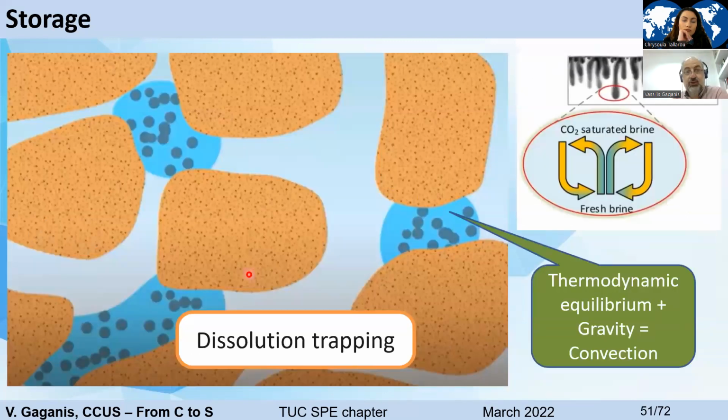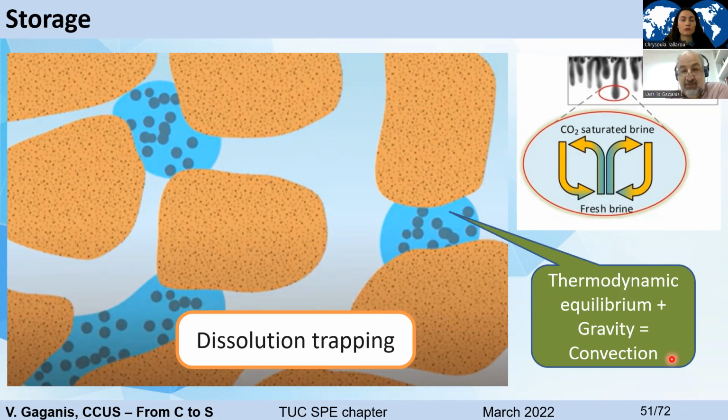Let me get back now to the dissolution trapping. CO2 is dissolved into water. And as I said before, the brine that is saturated with CO2 is heavier, goes down, and fresh brine will go up. So we are going to have what we call a convection effect. Not from the thermal point of view, it's not heat that is transferred, but it is CO2 that is transferred by this cyclic motion, which takes a very long time as well. What are the forces now? Thermodynamic equilibrium and gravity, and this is what causes this convection effect.